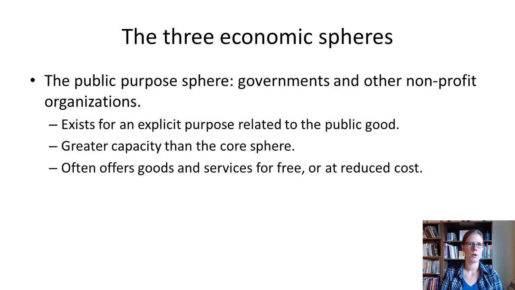Unlike the business sphere, goods and services produced by the public purpose sphere are often available to anyone, regardless of their ability to pay. Usually they're paid for by taxes or donations. So even if they do sell their goods and services, usually they set the price at a level that allows them to cover costs, but not make a profit. So for example, King's charges just enough in tuition to cover our operating costs.